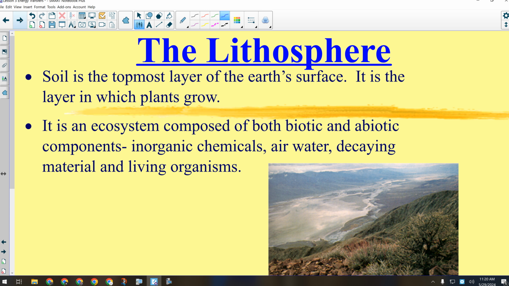It plays a role in capture. If it's dark in color, it's got a low albedo, it'll absorb it. If it's covered in good soil and there's lots of plants, it'll convert it. That's the role the lithosphere plays.